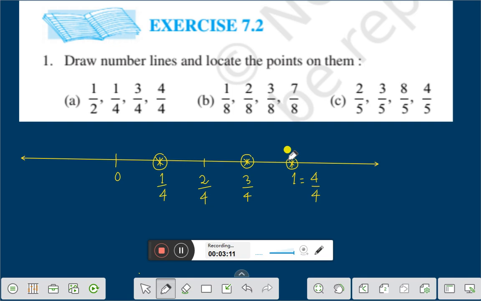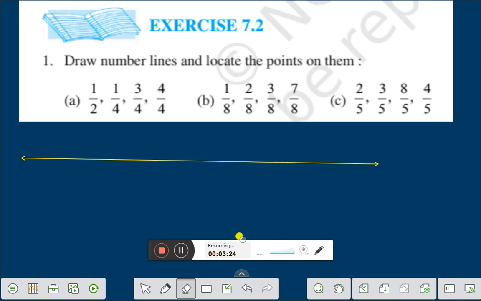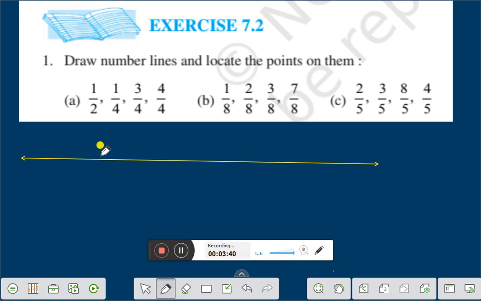Now we solve question number B. Right? This is 1 by 4. This is 3 by 4. And this is 4 by 4. Next question is question number B. Let us draw it. Question number B is 1 by 8. That means you have to divide this number line. Take it as 0. Here you take 0 and here you take 1.